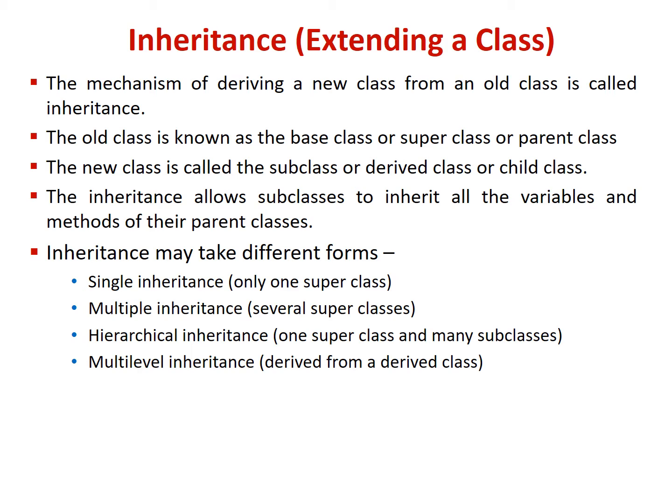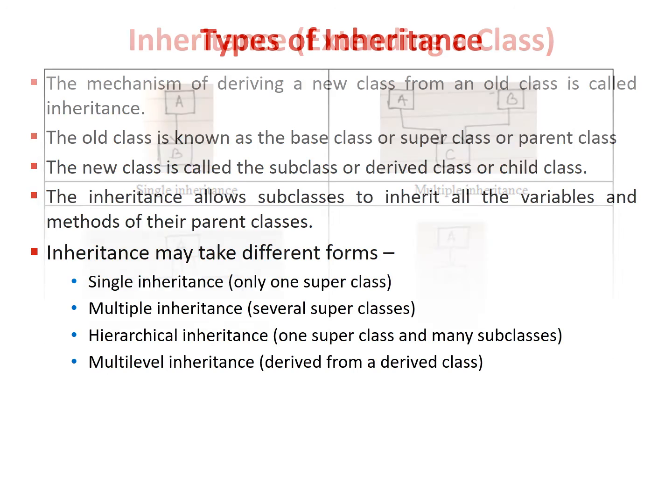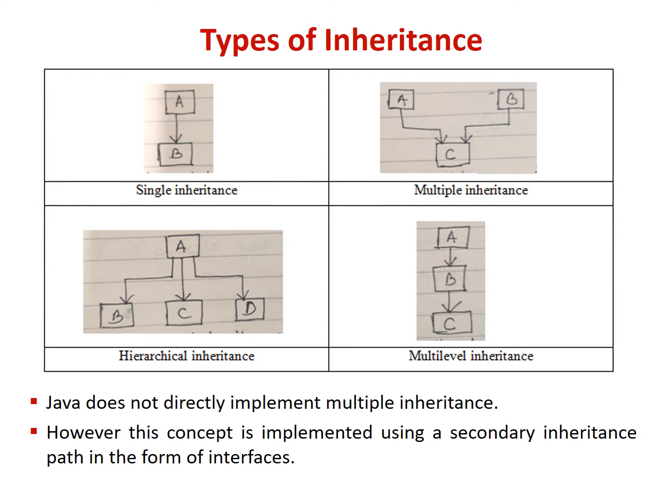Inheritance may take different forms, or we call it the types of inheritance. First, single inheritance, that is only one superclass. Second, multiple inheritance, that is several superclasses. Then hierarchical inheritance, one superclass and many subclasses. And number 4, multi-level inheritance, that is derived from a derived class. Here, the figure shows all the 4 types of inheritance.